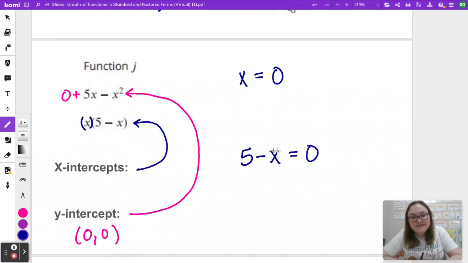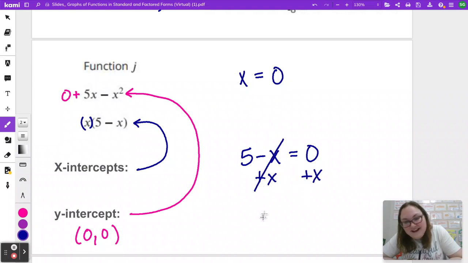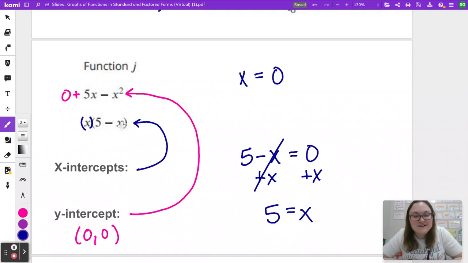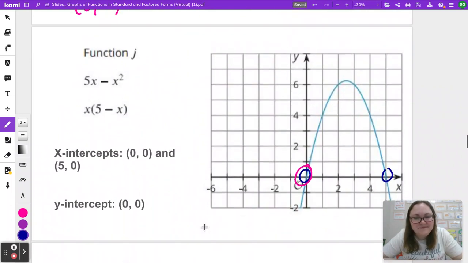But if I solve this equation, I'm going to move x to the other side, and I see that x is the number 5 because 5 minus 5 is what would give me that 0. This first one's already solved, and so we have an x-intercept at 0. That would be the point (0, 0). And we have an x-intercept at 5. That's the point (5, 0). And so that's where those answers came from.